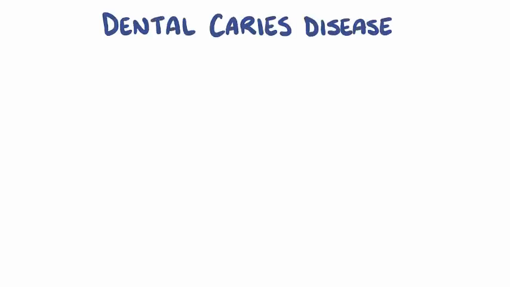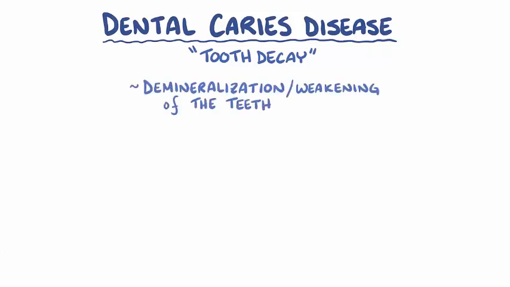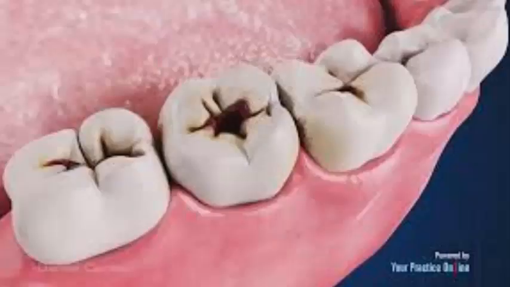Dental caries disease, also called tooth decay, refers to demineralization or weakening of the teeth. And the end result of caries disease is a caries lesion. An advanced caries lesion can progress to the point where the tooth surface forms a cavitation, or a hole, which is the physical evidence of tooth breakdown.